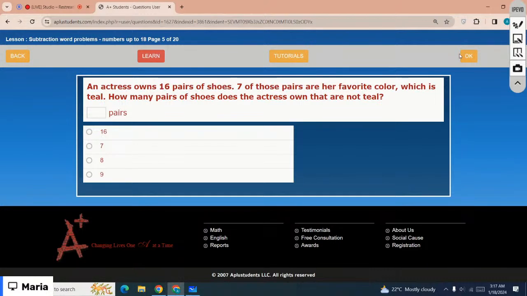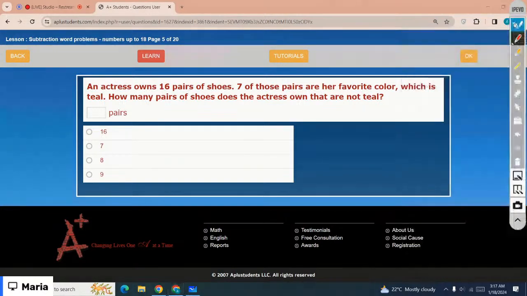You have to do the total pairs of shoes were 16, right? So, you have to do 16 take away 7. 16 take away 7. 8, 9, 10, 11, 12, 13, 14, 15, 16. 1, 2, 3, 4, 5, 6, 7, 8, 9. The correct option is 9. So 16 take away 7 is 9. Got it?